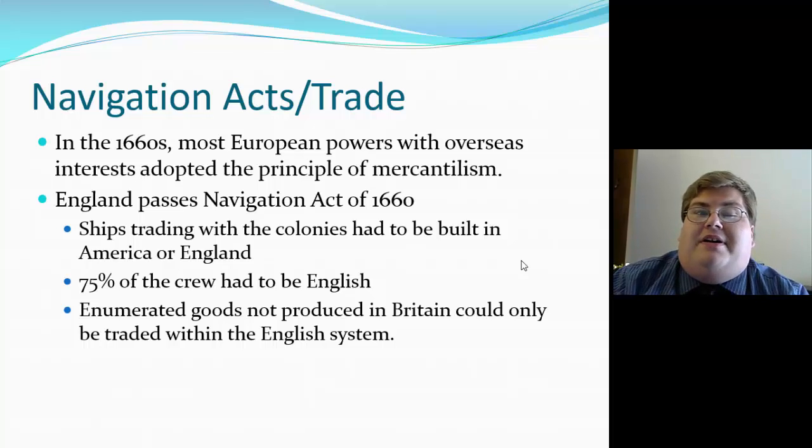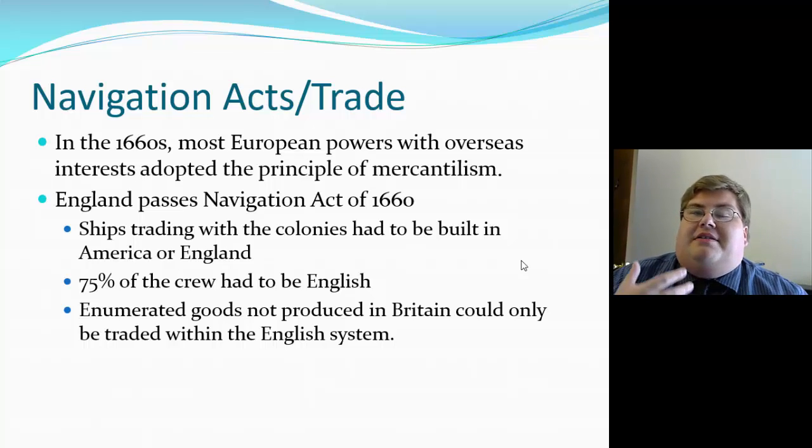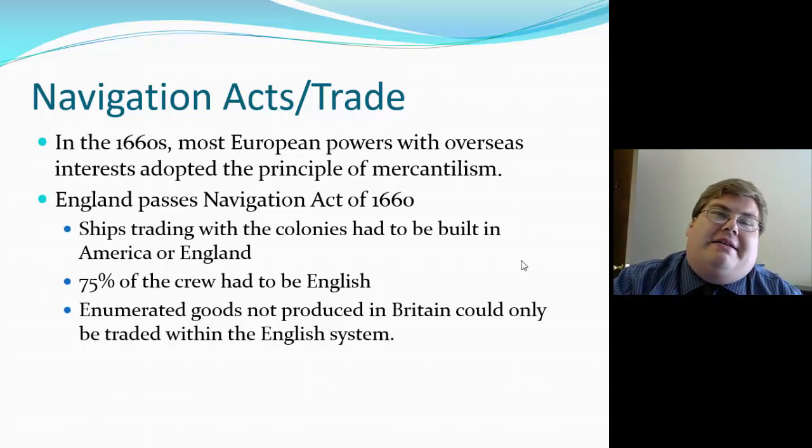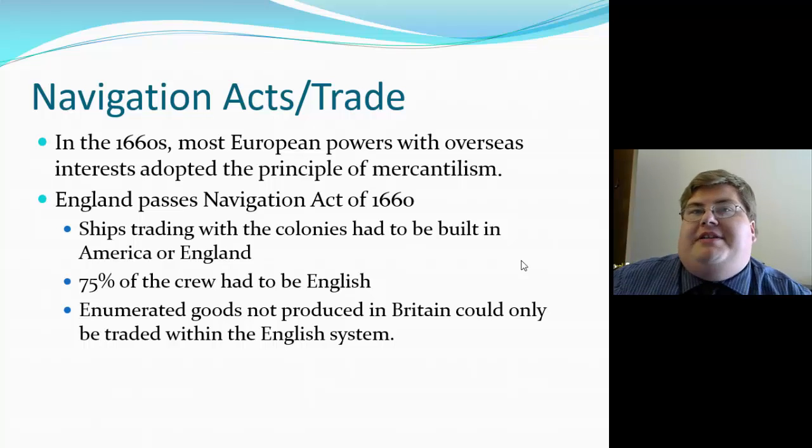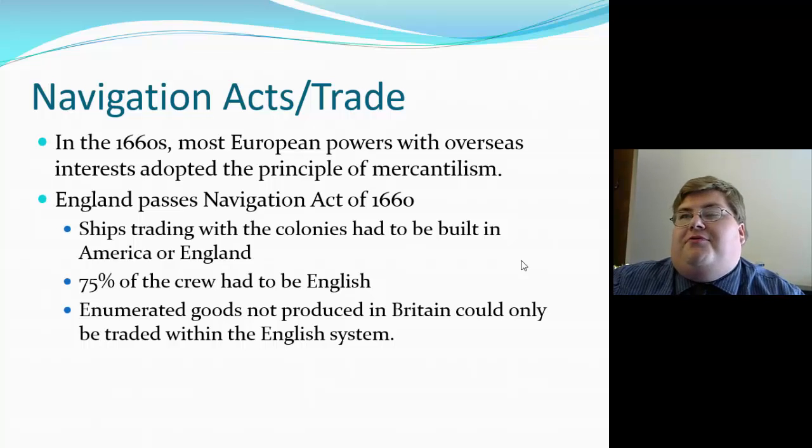And so to help round that out, they create this list of enumerated goods, that things that Britain itself did not make could only be traded within the English system. And what that meant is things made in the American colonies or things unique to America could not be sold to Spain, could not be sold to France, could not be sold to the Netherlands. The whole point of this act is to ensure the American colonies are subservient to the greater English system.